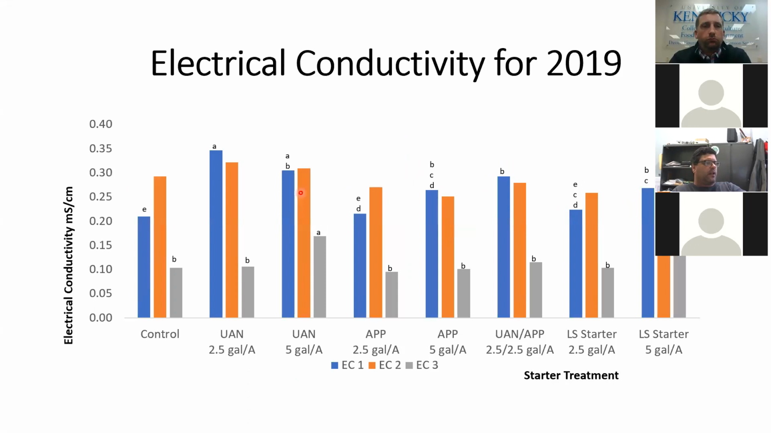Well, we measured our electrical conductivity. Our ammonium polyphosphate was about the same as the control that received none, and some of these low salt starters. This one here, this low rate was about the same. The UAN had higher electrical conductivities, so a higher salt load right there in the furrow where it was applied.